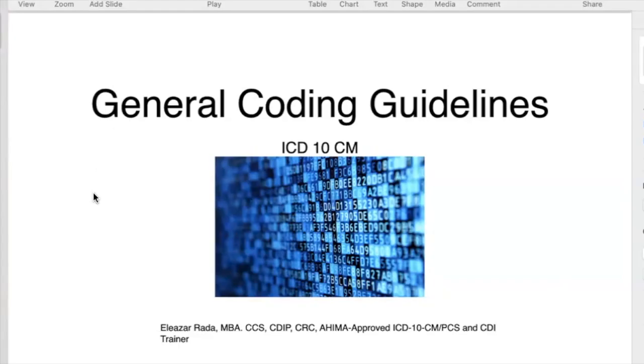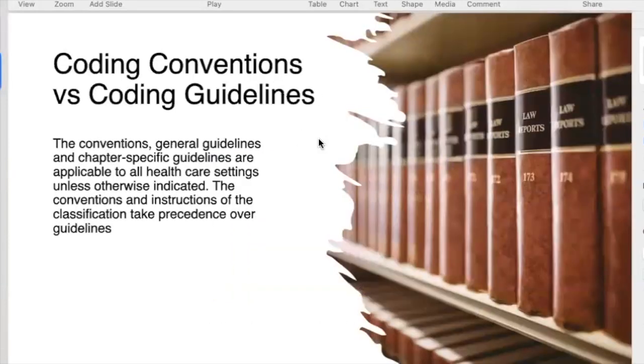All right, so general coding guidelines of ICD-10-CM. Let's start. Coding conventions versus coding guidelines. The conventions, general guidelines, and chapter-specific guidelines are applicable to all healthcare settings unless otherwise indicated. The conventions and instructions of the classification take precedence over guidelines.